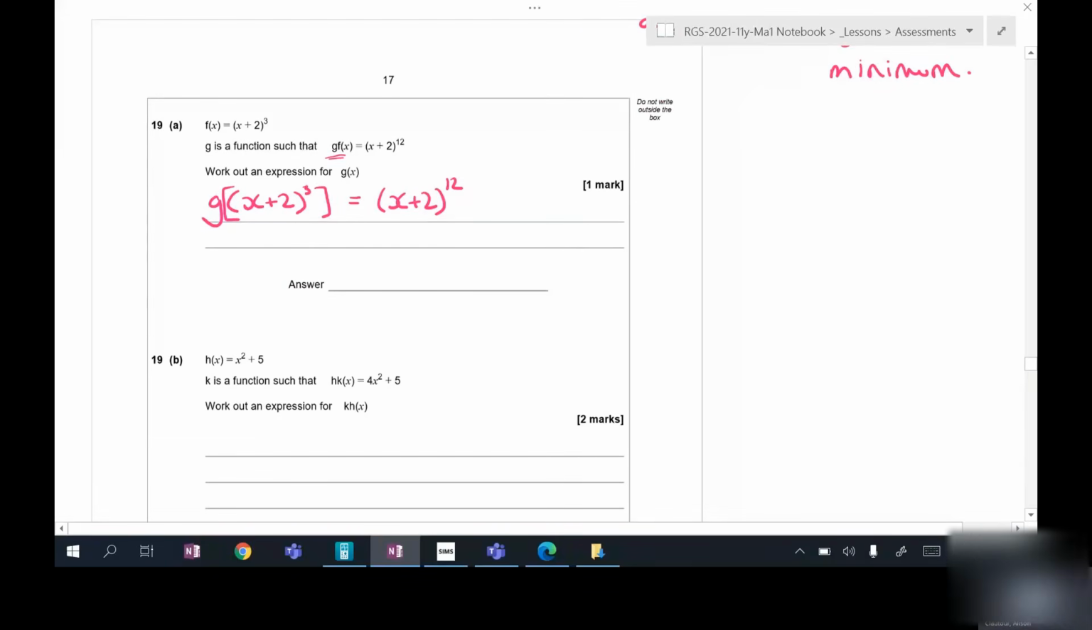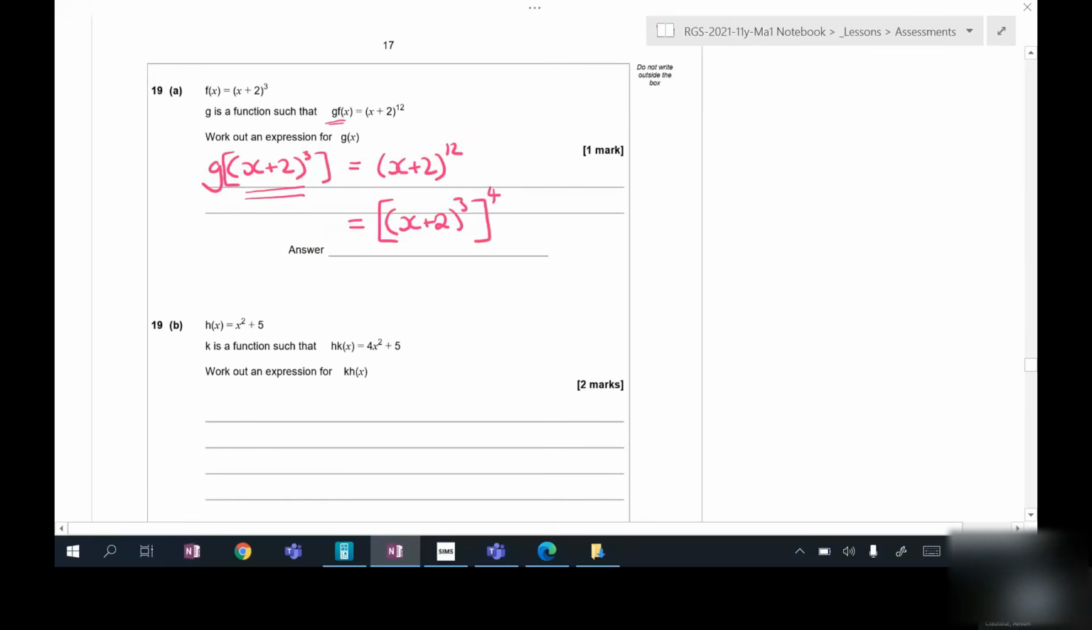So think about it in terms of what you have had to do to x plus 2 cubed to get x plus 2 to the 12. We would have had to raise it to the power of 4. So therefore, g of x would have to be x to the power 4.